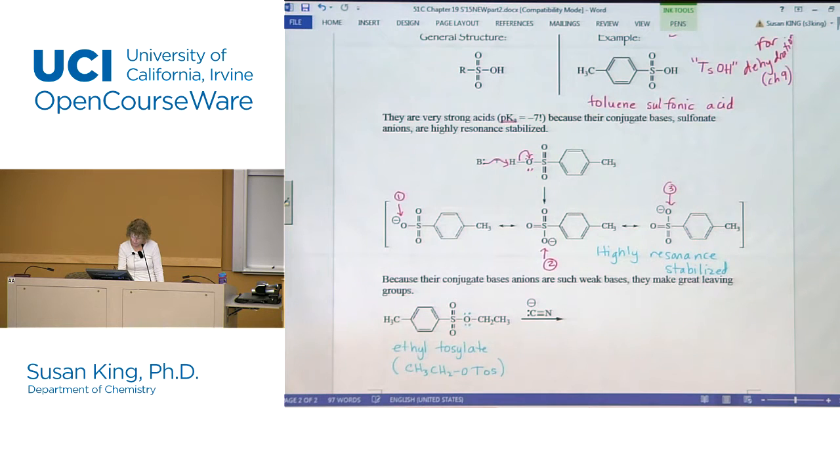So what this reaction would look like: we attack the carbon, backside attack, and kick off tosylate as a leaving group. That gives us ethyl nitrile. And our leaving group, of course, is the same one we have drawn above, very highly resonance stabilized, with the negative charge delocalized onto 3 oxygens. Great leaving group.